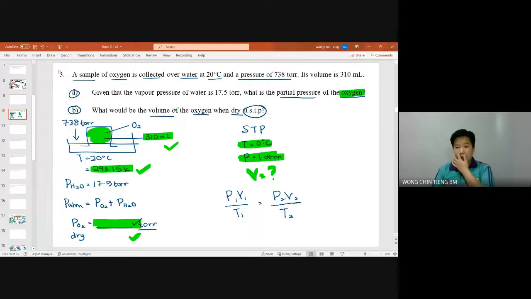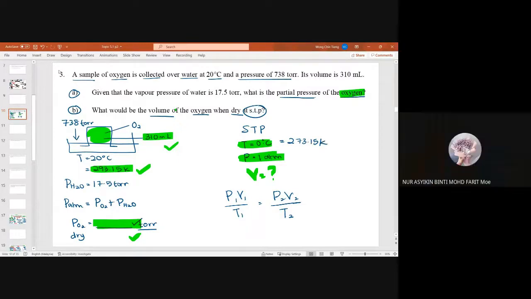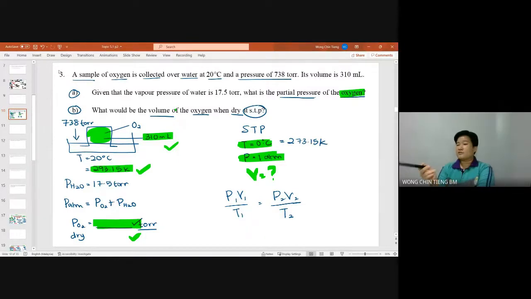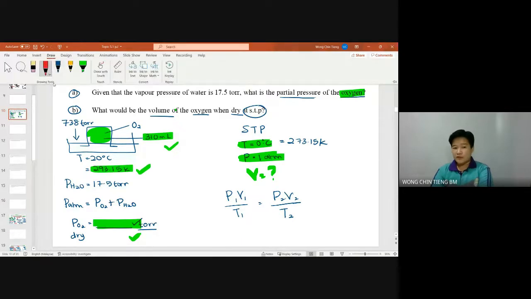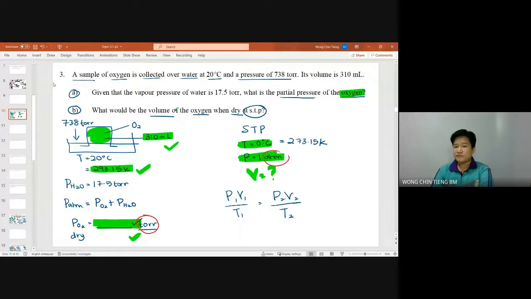Okay? But siapa yang guna combined gas law ataupun siapa yang guna ideal gas law pun ada satu issue. What is the issue over here? What is the problem? Temperature unit. Pressure. Temperature unit saya dah tulis. Pressure unit. Betul? The pressure unit having two different units. The only things that make you confused.